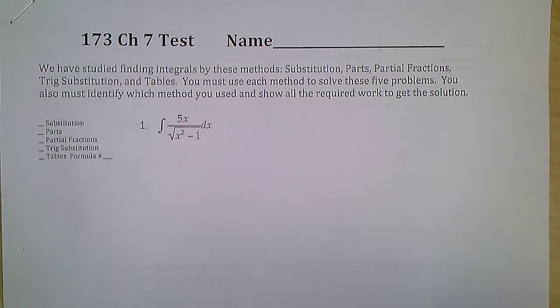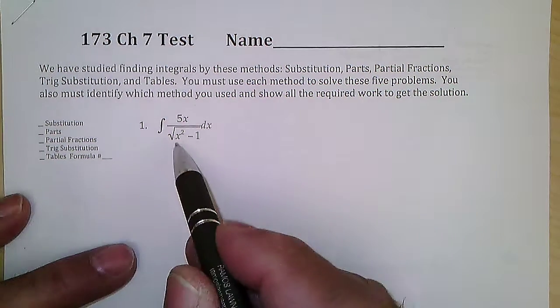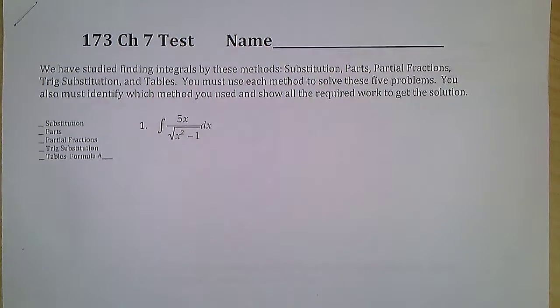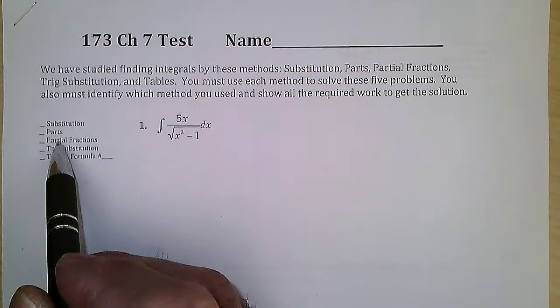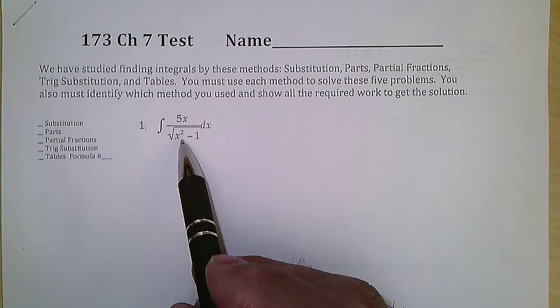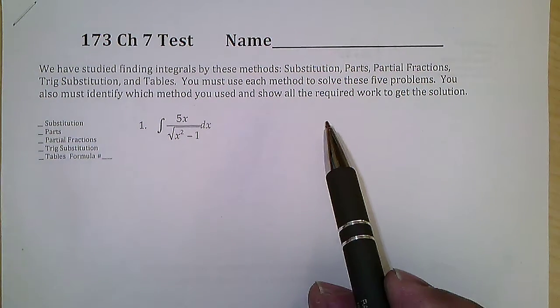Chapter 7 test. Let's go over this. First of all, the thing you should do is go through each of the first 5 problems and decide which of the 5 methods you're going to use for each, by first just looking at what you could do with each.